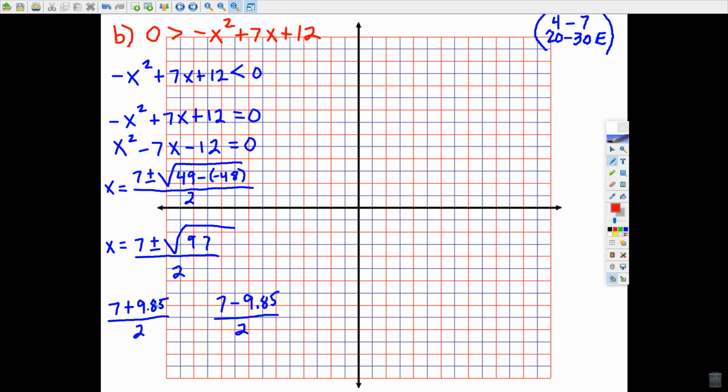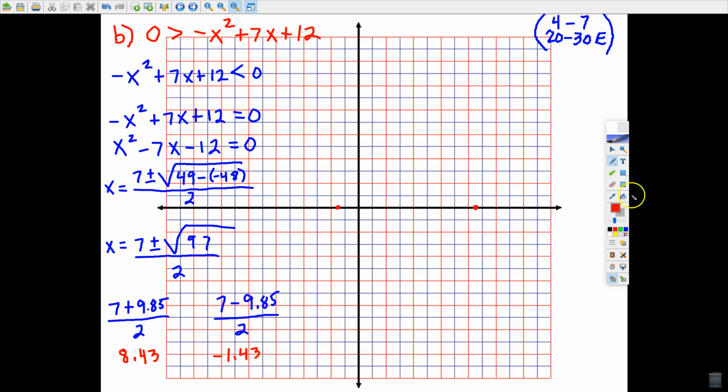Okay, so calculator, let's get this x-intercept. That's 16.85, and then divided by 2 is 8.43. One of my x-intercepts should be about 8.5. Okay, now let's work on this one. 7 minus 9.85, and then divide that number by 2, and we get negative 1.43. So the other x-intercept should be about negative 1.5.